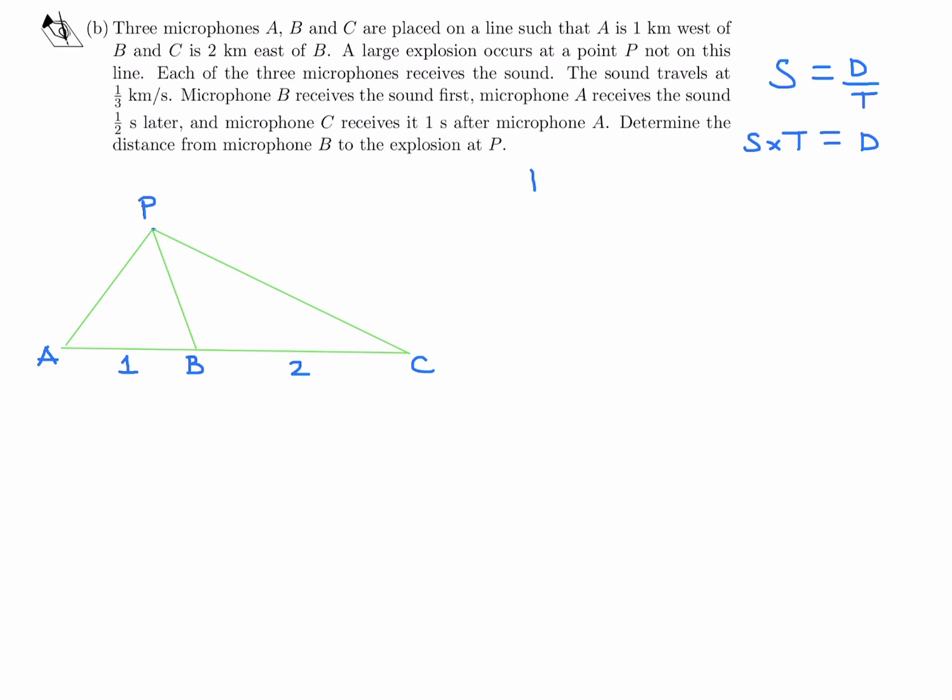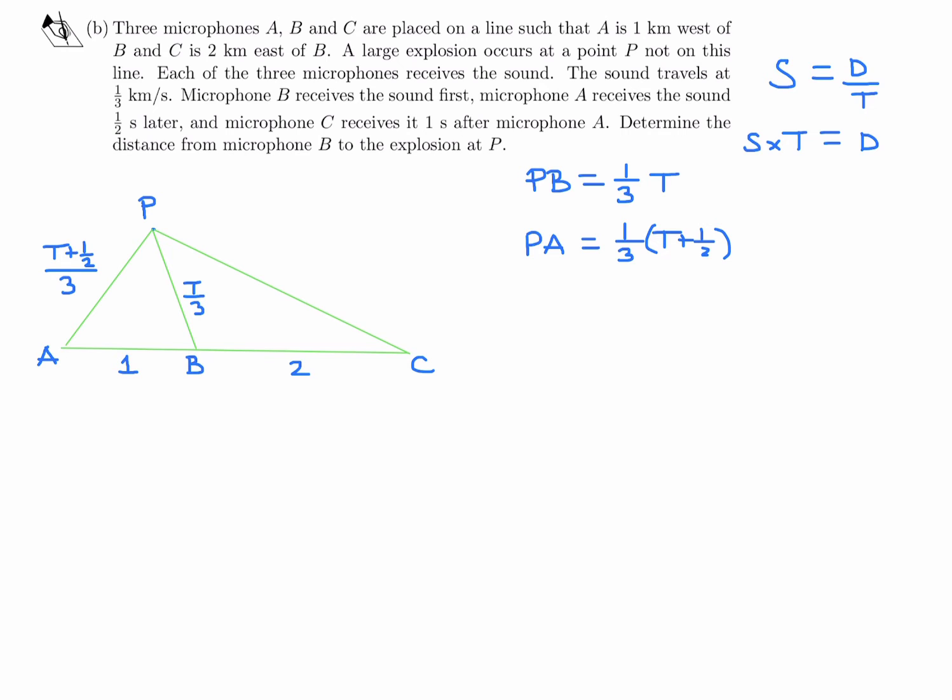The first distance I will calculate is PB, P to B. That will be the speed, which is always 1/3, times the time, which I will just call t. So that's going to be t over 3. The next distance, PA. Again, s times t. The speed is always 1/3, but this time the time is 1/2 second more. So it's t plus 1/2, so that's (t plus 1/2) divided by 3.